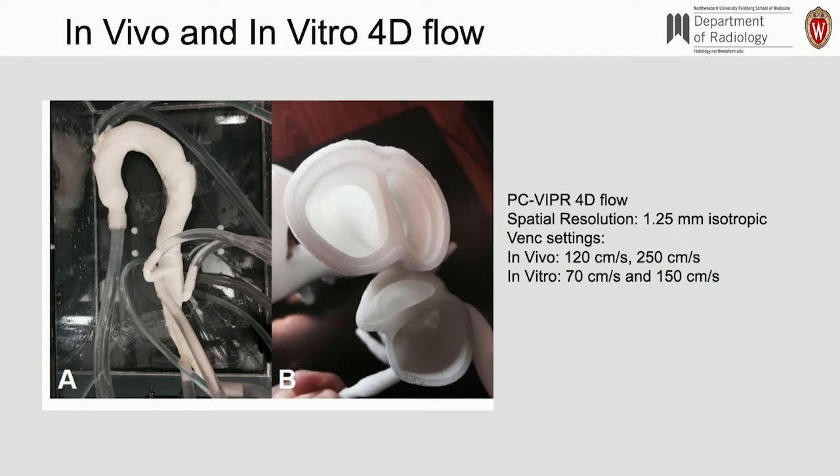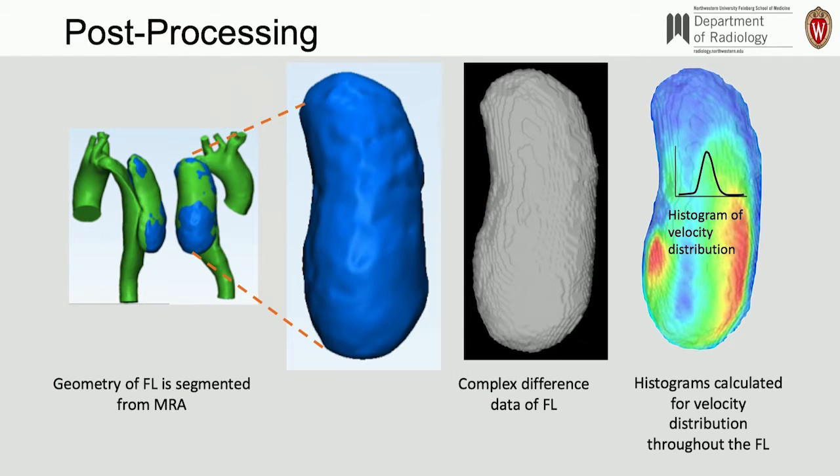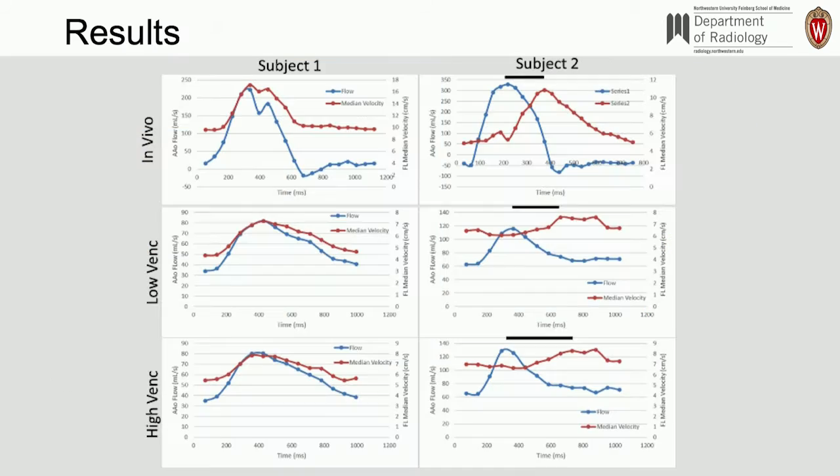and then performed in vitro 4D flow, both at low and high velocity encoding strategies, 70 centimeters per second and 150 centimeters per second in both patients, using a PC Vipr 4D flow technique with 1.25 millimeter isotropic resolution. Notice there's a little bit of a difference between the in vivo and in vitro velocity encodings. And then finally, for post-processing, we segmented out the false lumen and then performed a velocity histogram analysis within the false lumen. And the results were actually pretty promising, we felt.